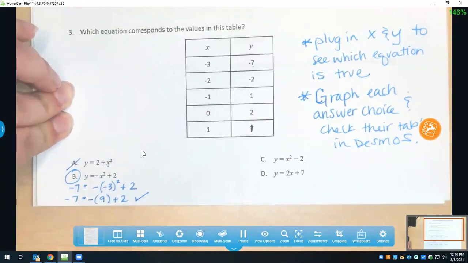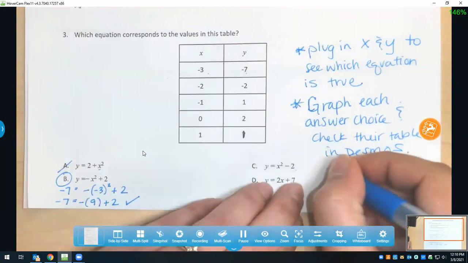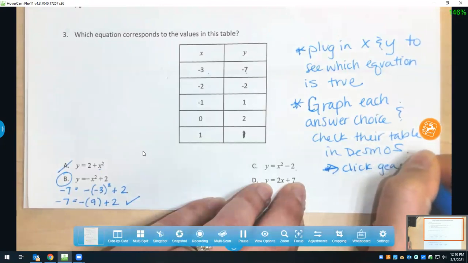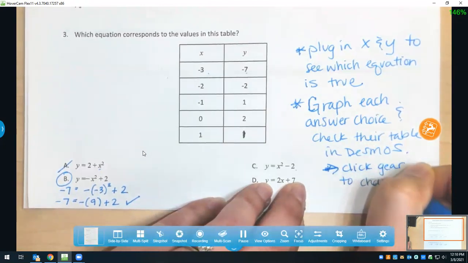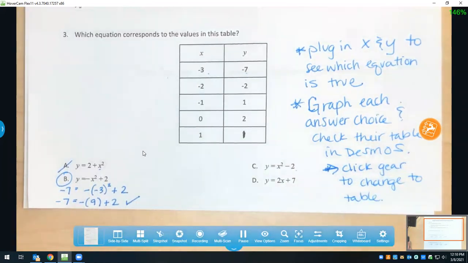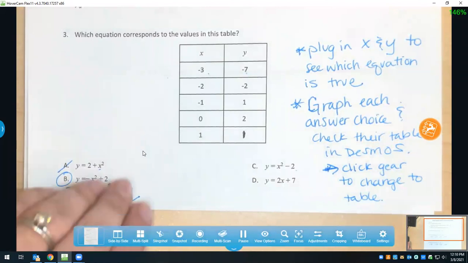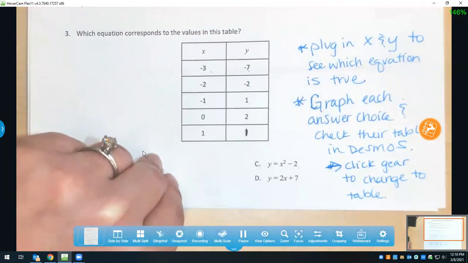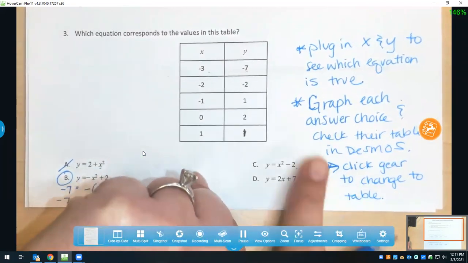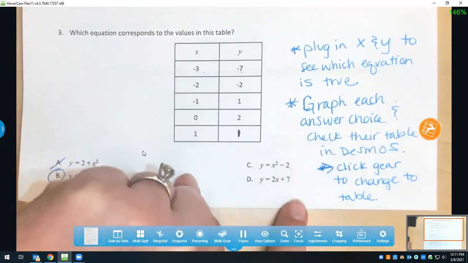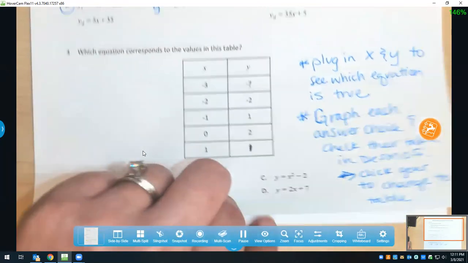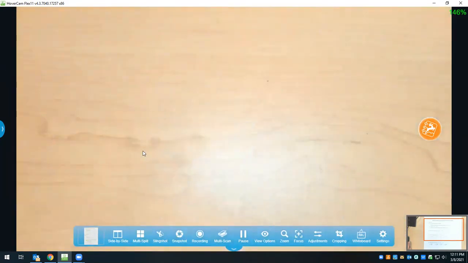Okay, so in Desmos, if you feel like you don't remember that, maybe make a note: click the gear to change to table if you need that. If you remember, then don't worry about it. So click the little gear icon to change it to table. And I don't have the key up yet online, but I'll get it added after we finish this today. So let's move to 4.